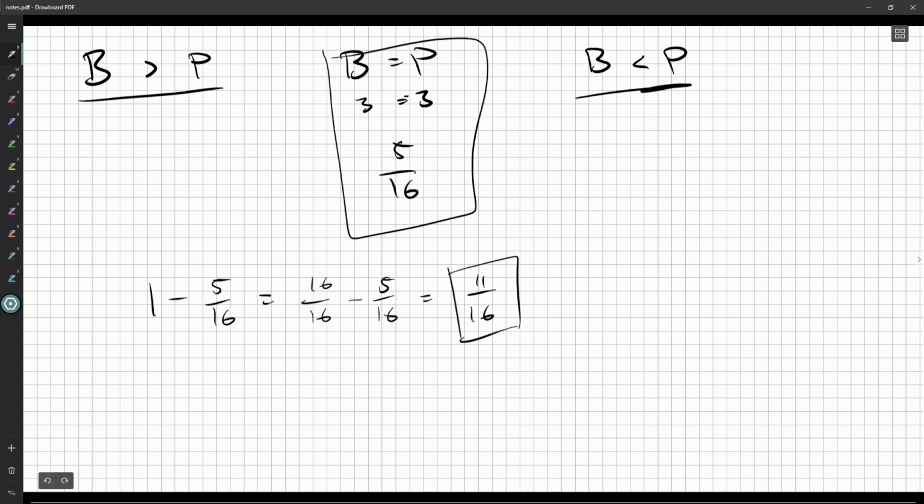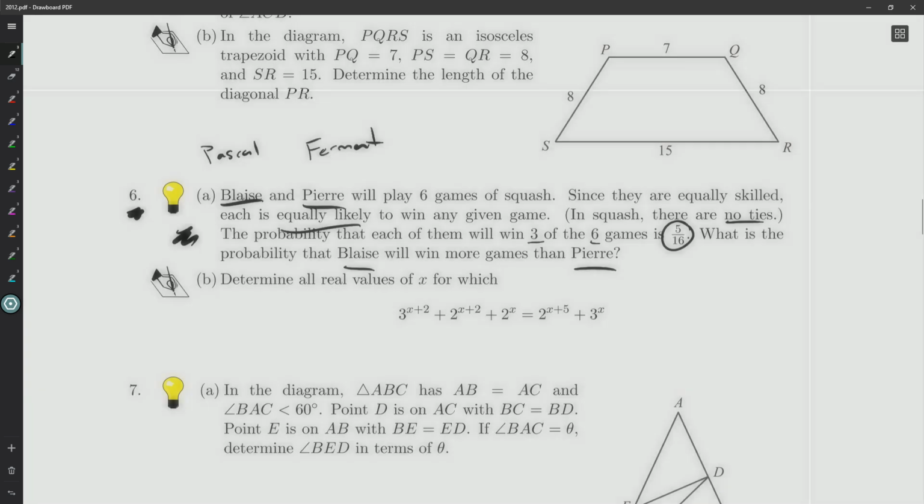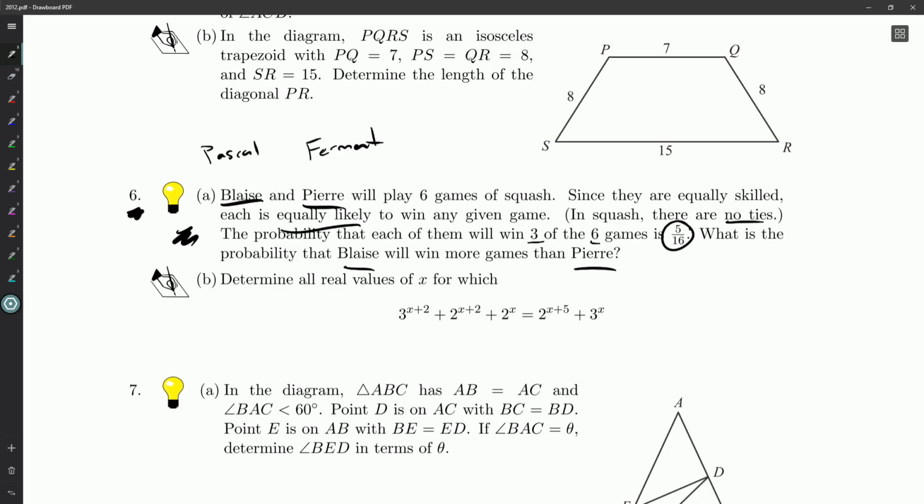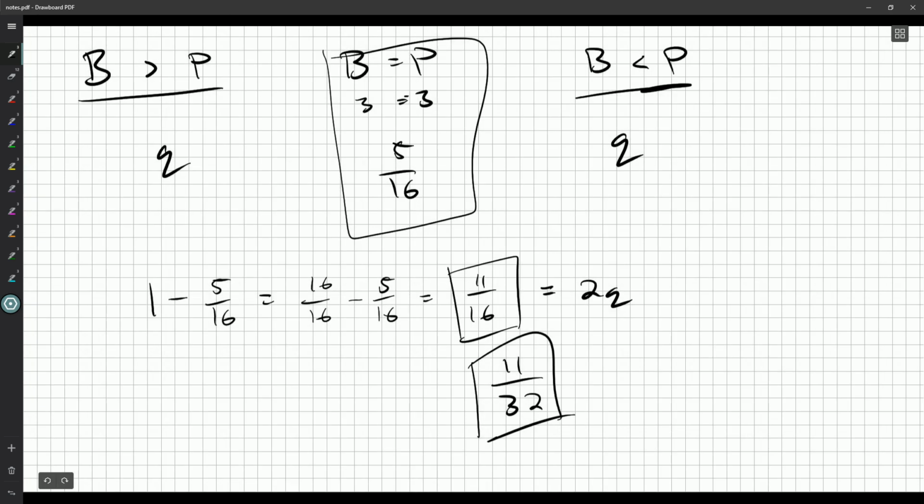But those two numbers, whatever they are, should be equal. Let's not use P because we've got P for Pierre. Those two probabilities should be the same because you can't really tell Blaise and Pierre apart. So we divide by 2, and 11/32 is the probability that Blaise wins more than Pierre. We don't know how many more, but he wins 4 or 5 or 6 of the games. So that's the shortcut way to reason, with a symmetry argument.